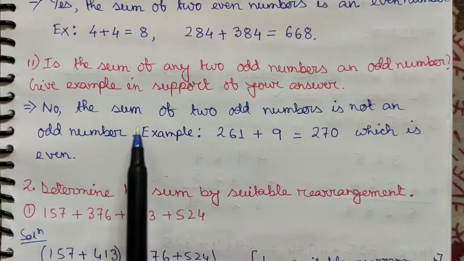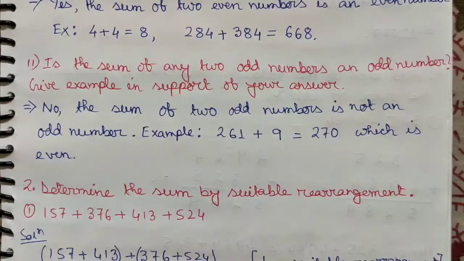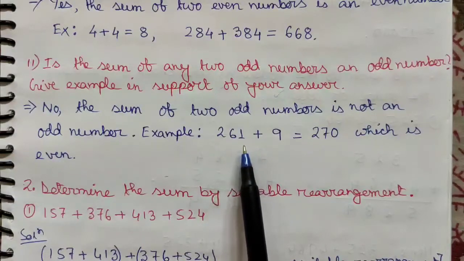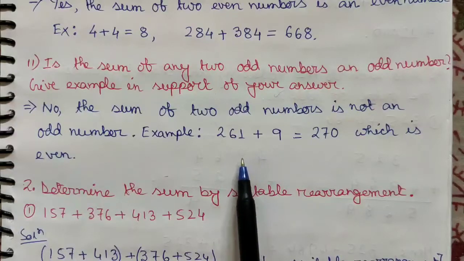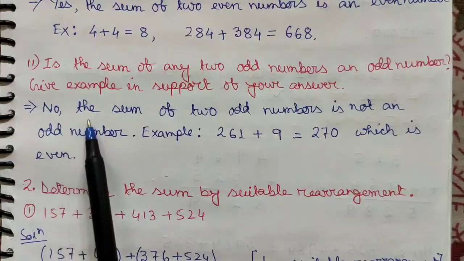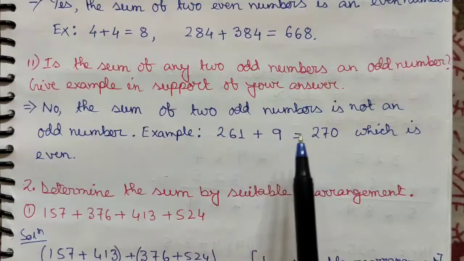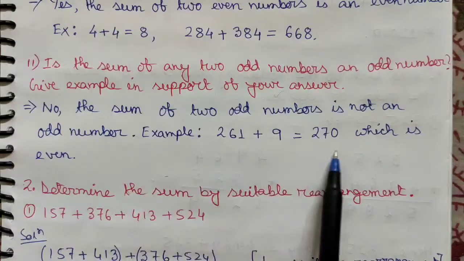So the question is: if we add two odd numbers, will the result be odd or even? The result will be even. For example, 261 is an odd number, 9 is also an odd number, because it is not divisible by 2. The result is even, because in its unit place there is 0. So we will write: no, the sum of two odd numbers is not an odd number. It is an even number, right? For example, I have shown this.